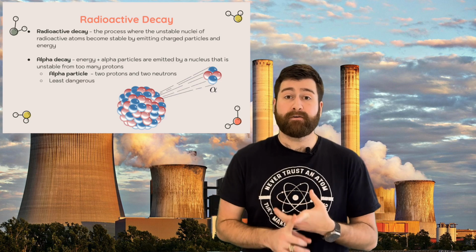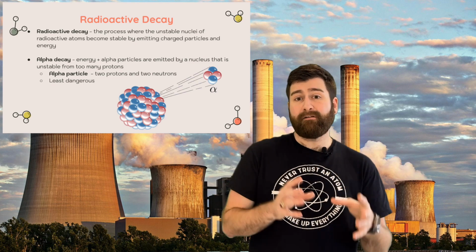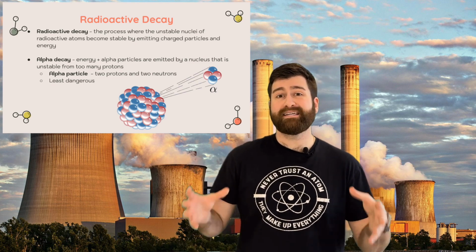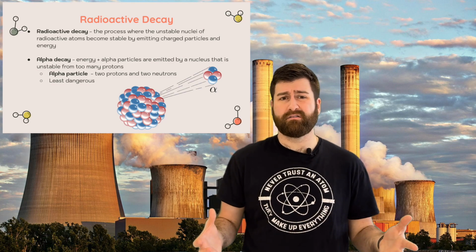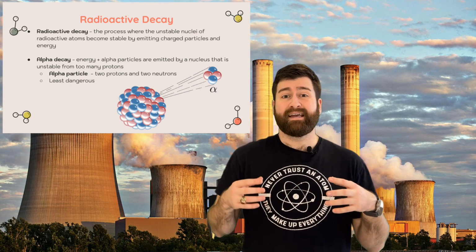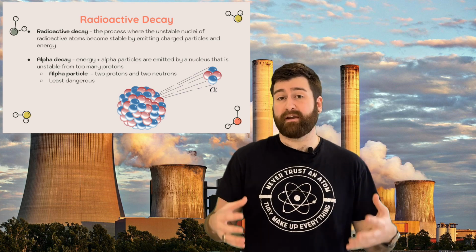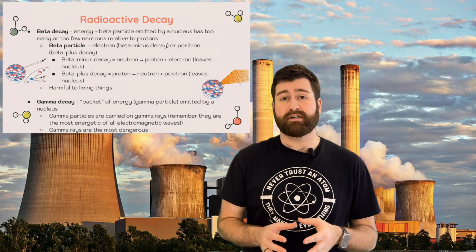Alpha decay is the first type that we're going to talk about. And this is where energy and alpha particles are emitted by a nucleus that is unstable from too many protons. So what is an alpha particle? It's a particle that's made up of 2 protons and 2 neutrons and is the least dangerous type of radioactive particle.